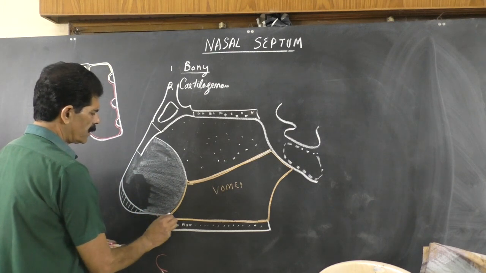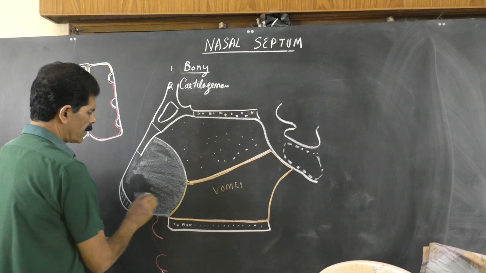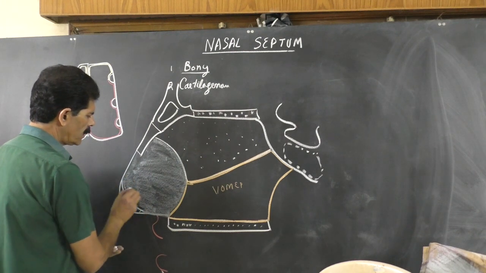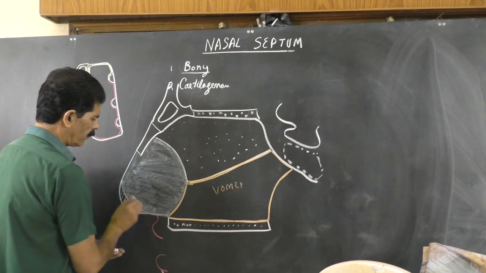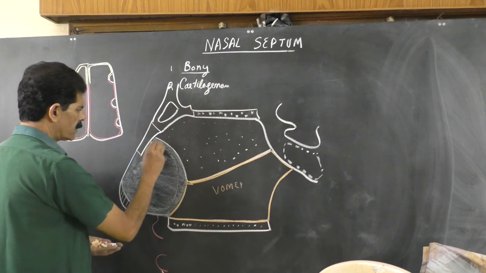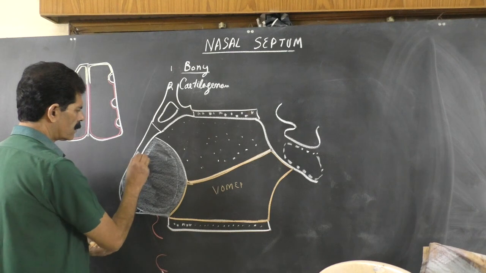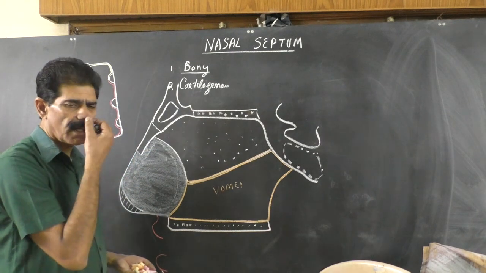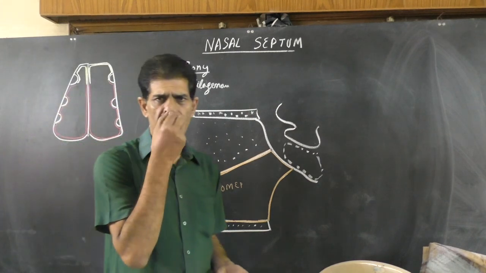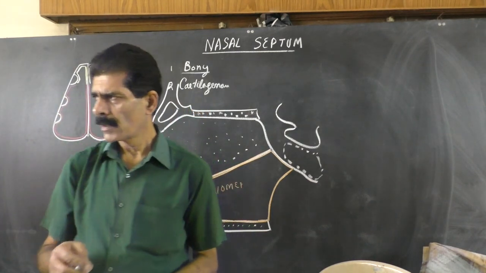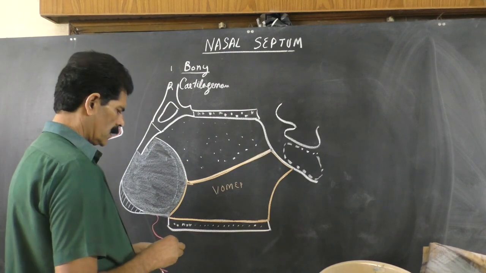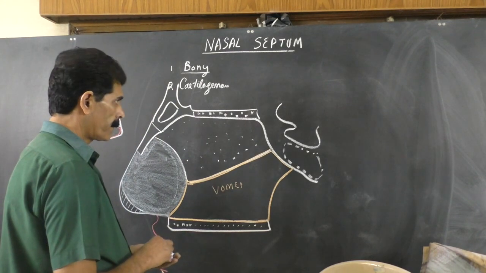Inferiorly, it is attached to the palatine bone, and in most of the anterior part, it is attached to the skin of the tip of the nose. So this is the septal cartilage. And it is movable also. So the anterior part of the nasal septum is movable. And this is the formation of the nasal septum.